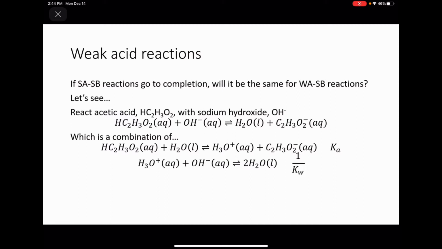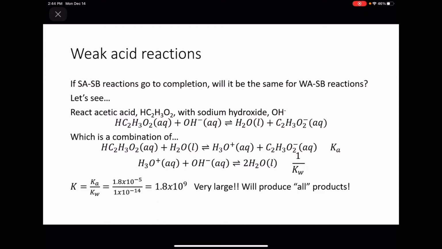And so you'll notice if you add these up and sum them, it sums to the equilibrium above, where the two H3O pluses are going to cancel. One of the H2Os is going to cancel, and we're left with that previous equilibrium. And we know that if we add equilibria together, we multiply the equilibrium constants. So that means that our K for that reaction would be Ka over Kw, which is going to be 1.8 times 10 to the 9th in this case. So it's going to be in the billions. It's a very large K. It means we're going to produce mostly or pretty much all products.